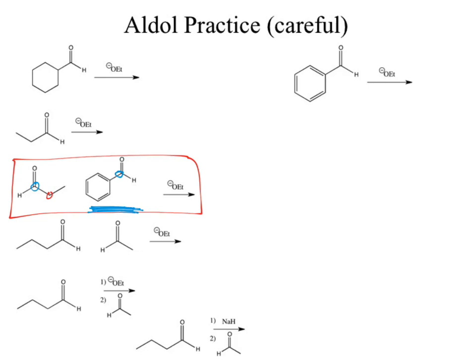Because if one's already acting as a nucleophile, you're decreasing that. I've already decreased the population of this electrophile by making some of it a nucleophile. And then the benzaldehyde doesn't have any hydrogens to create a secondary nucleophile. So when we run crossed aldols, we have to be a little bit more careful with our conditions to make sure that we don't run into those overlaps.